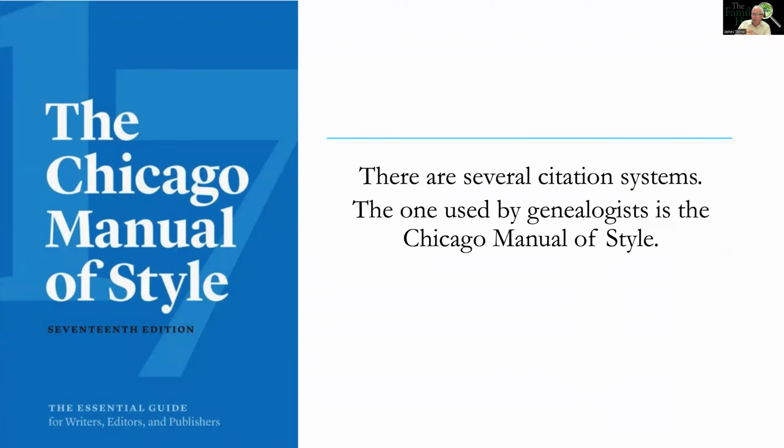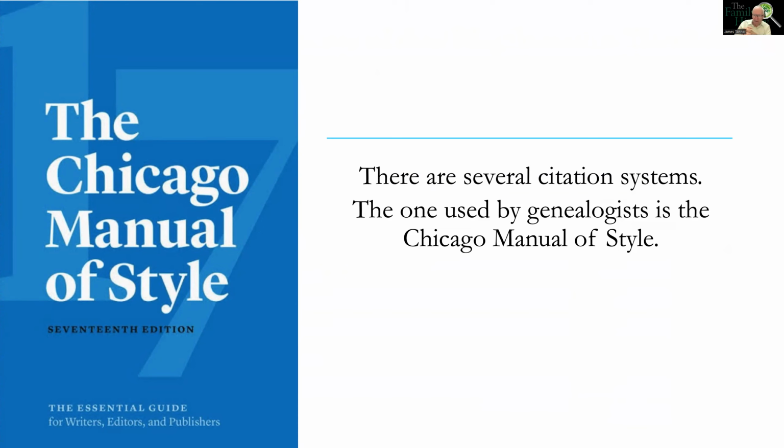And that's what we try to do in family history and genealogy work. We want our sources cited. We don't necessarily care whether they're cited according to the Chicago Manual of Style, but this is the one that's used most generally by genealogists.